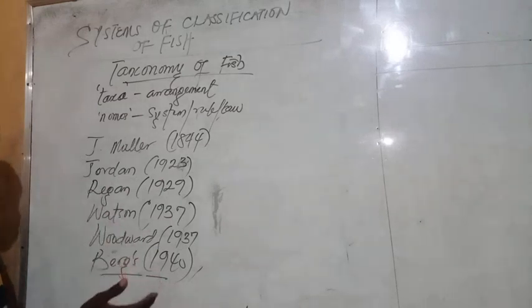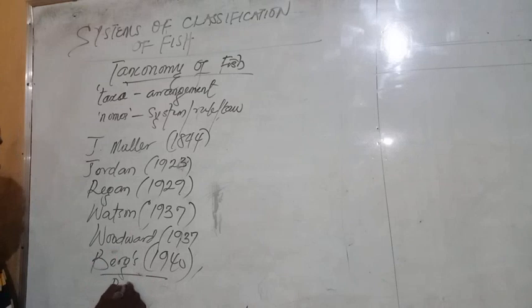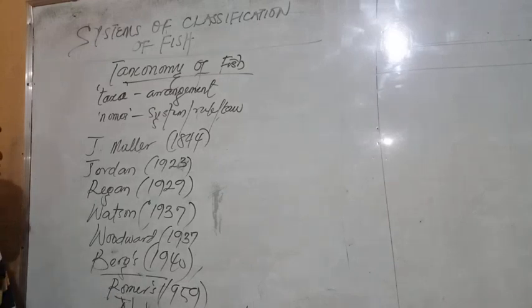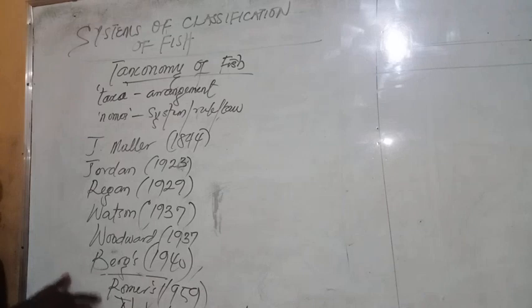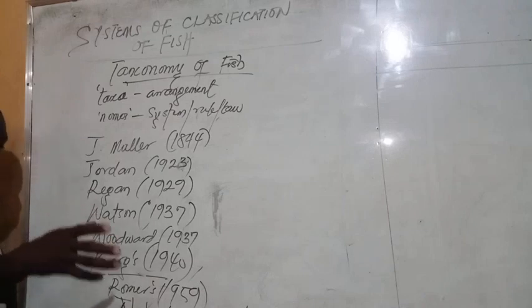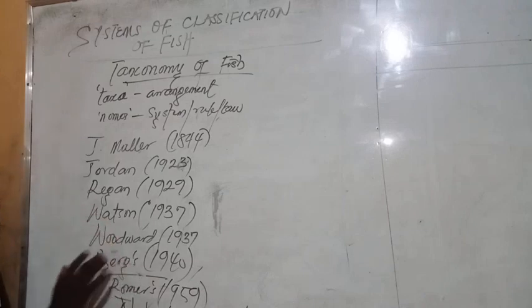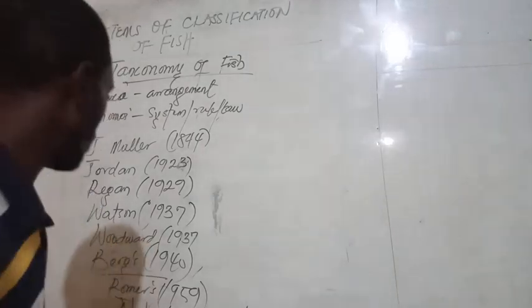Other scientists also came after him to develop other systems of classification, such as the Romer system of 1959 and the Nelson's system of 2006. We are going to be talking about these other two in subsequent videos, but we are going to be talking about the Berg's classification in this video.